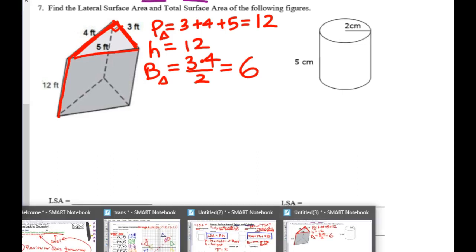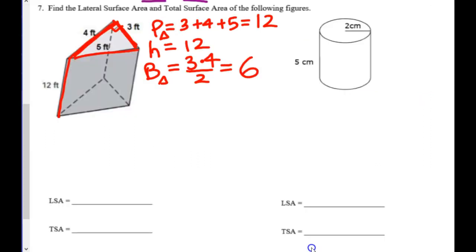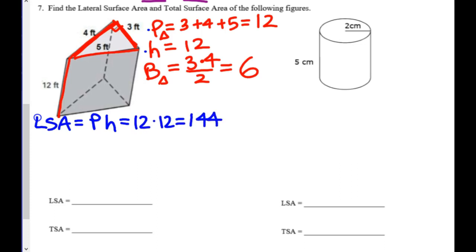So again, I'm remembering this. Lateral surface area is P times H. Total surface area is P times H plus 2B. So let's do that. Lateral surface area equals PH. So what's perimeter? 12. What's my height? 12. So what is 12 times 12? 144. So that's it. Lateral surface area, right?